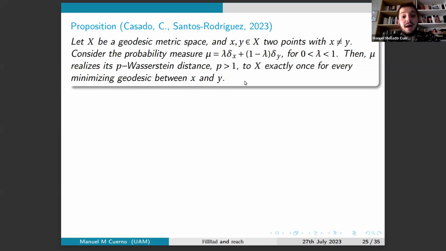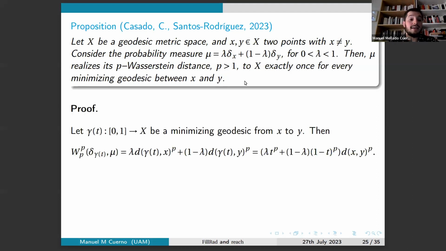So, for example, imagine the sphere, and we take X as the North Pole and Y the South Pole, and we pick any point in the segment between these two poles. As we have infinite minimizing geodesics between the North Pole and the South Pole, any point in the segment realizes its distance in infinitely many points in the manifold. I will show the proof a little bit fast, but in the preprint all the details are available.